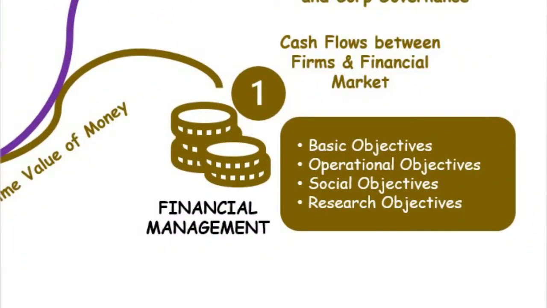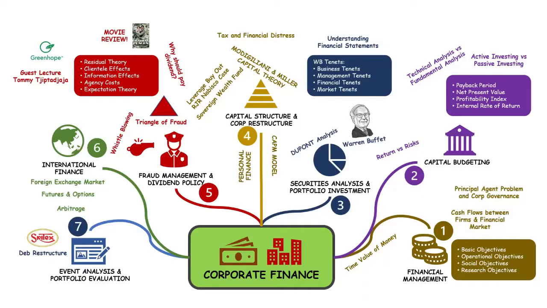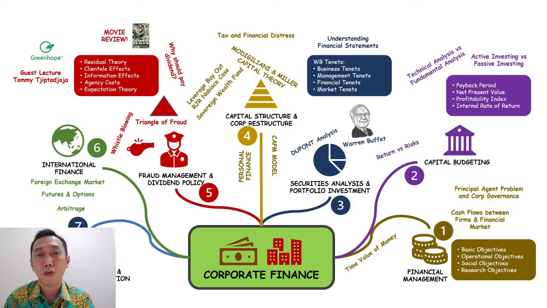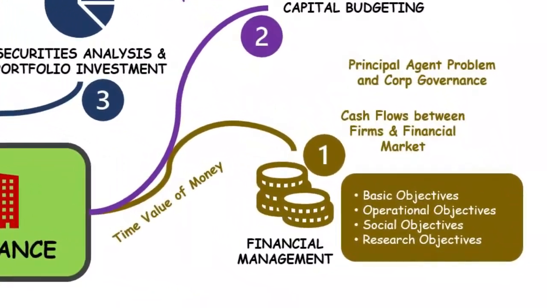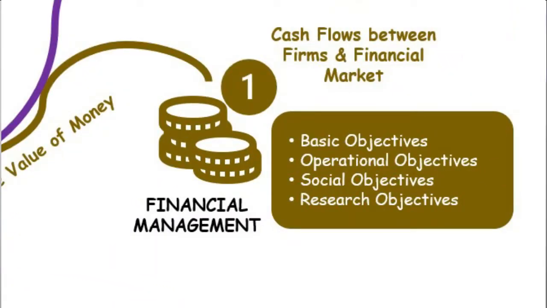Financial management is about the optimum orchestration of the internal and external financial resources towards significant and sustainable value creation. And there are four main goals or objectives of financial management. The first one is the basic objective, the second one is operational objectives, the third one is social objectives, and the very last one is the research objectives.